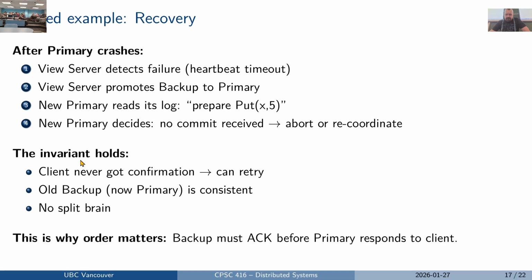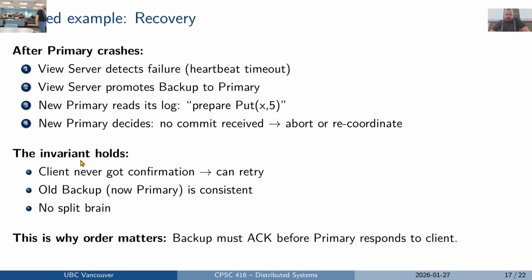So the primary goes down, comes back up, queries the view server and says, what's the current view? The view comes back, and its number is higher than the view that the primary saw, and it says, I lost. I'm not the primary anymore. The transitions here are what matters around the views.